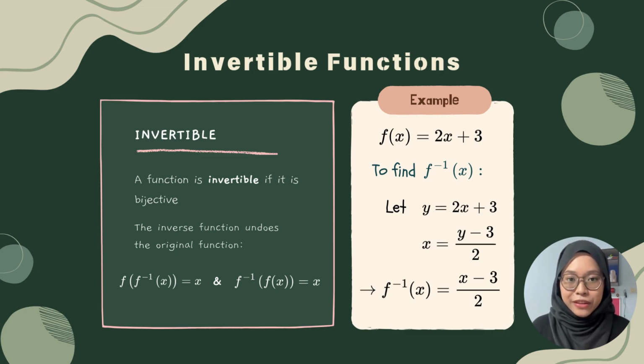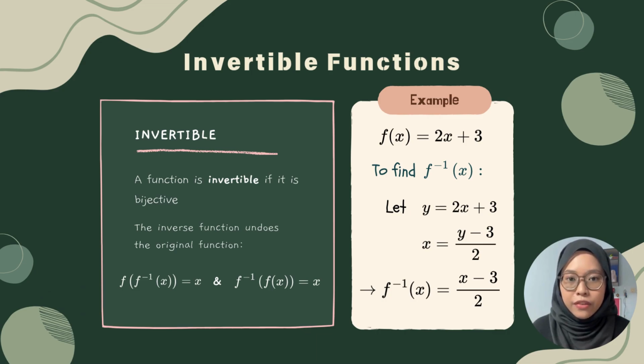Next is the invertible function. A function is invertible if and only if it is bijective. The inverse function, written as f inverse of x, undoes the effect of the original function. For example, let f(x) equal to 2x plus 3. To find its inverse, first we set y equal to 2x plus 3 and then solve for x. And we get x equal to (y minus 3) over 2. And therefore, the function f inverse of x equal to (x minus 3) over 2.